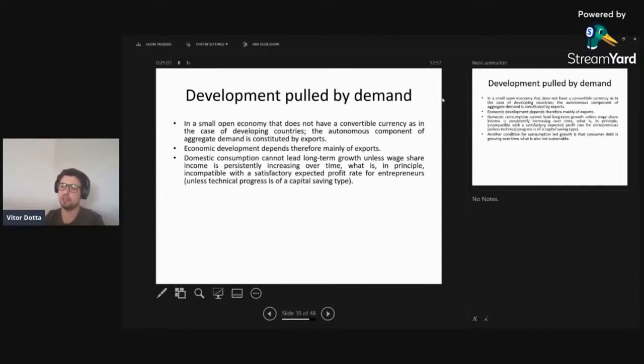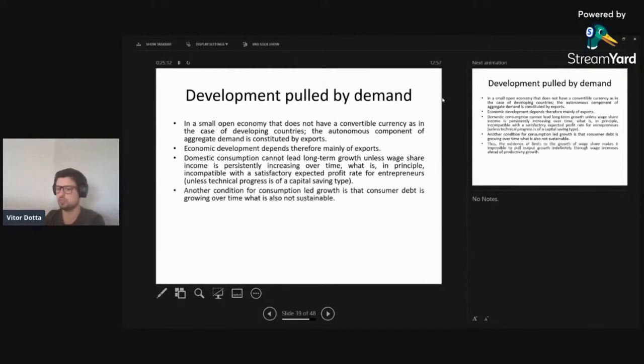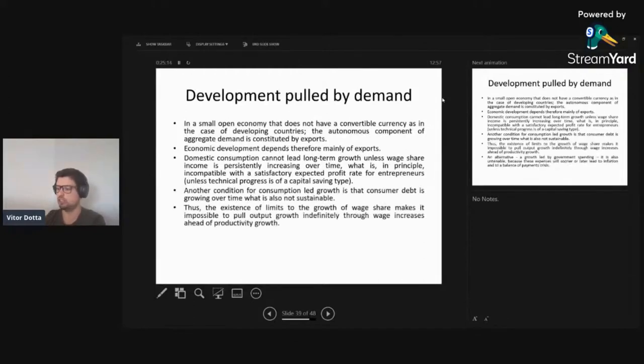What is in principle incompatible with the sector is a satisfactory expected profit rate for entrepreneurs. Another condition for consumption-led growth is that consumer debt is growing over time. If we follow consumption-led growth, the existence of a limit to the growth of the wage share makes it impossible to pull growth indefinitely through wage increases ahead of productivity growth.